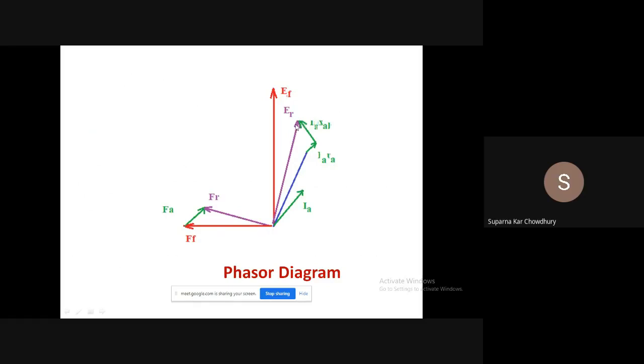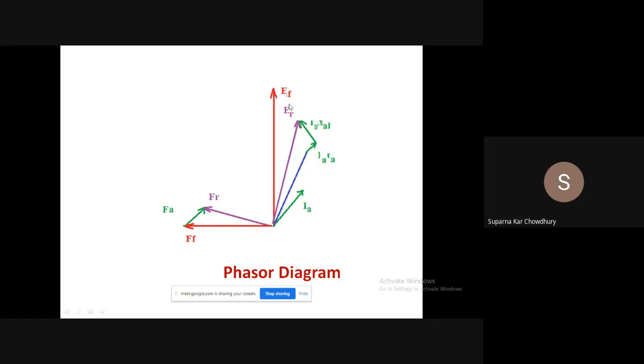This is basically the voltage induced when the load current Ia is flowing. This is the EMF induced due to the resultant MMF. The resultant MMF which induces Er is Fr, so Fr is leading Er by 90 degrees, and Fa is in phase with Ia. As per our equation, Ff plus Fa is equal to Fr. So this is the phasor diagram.